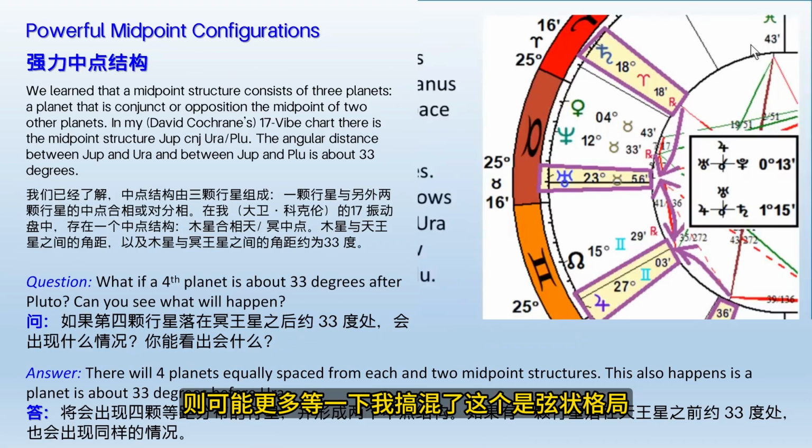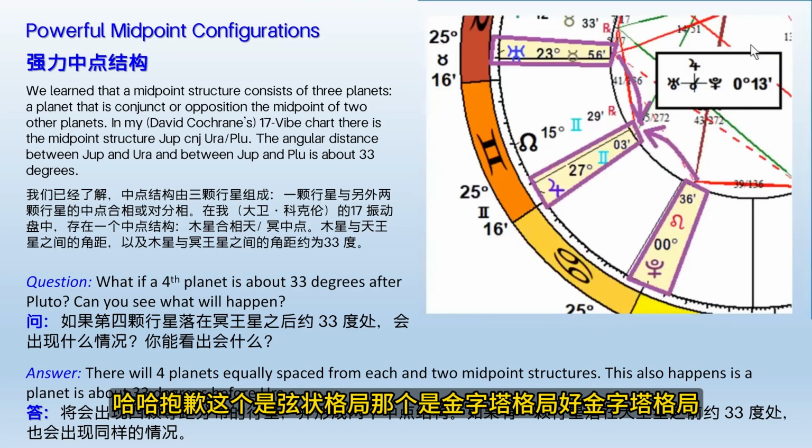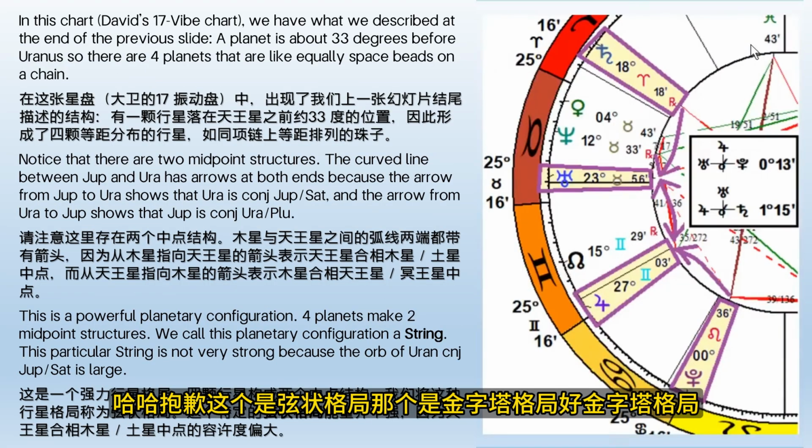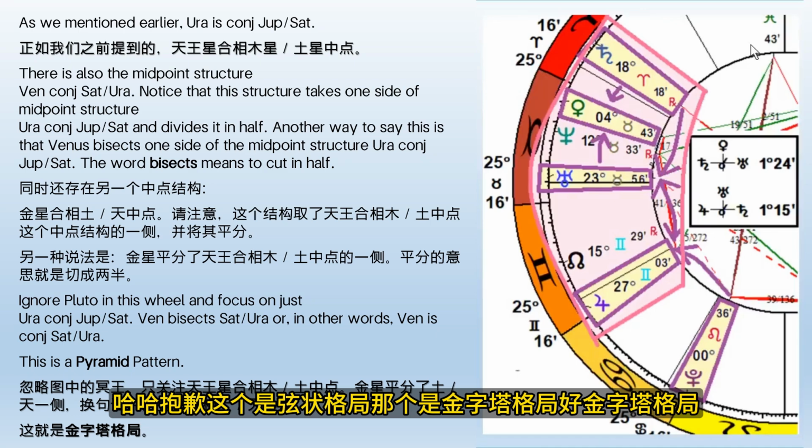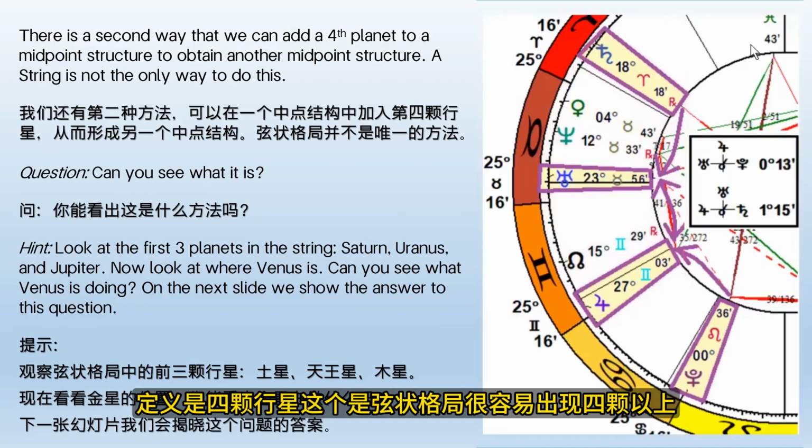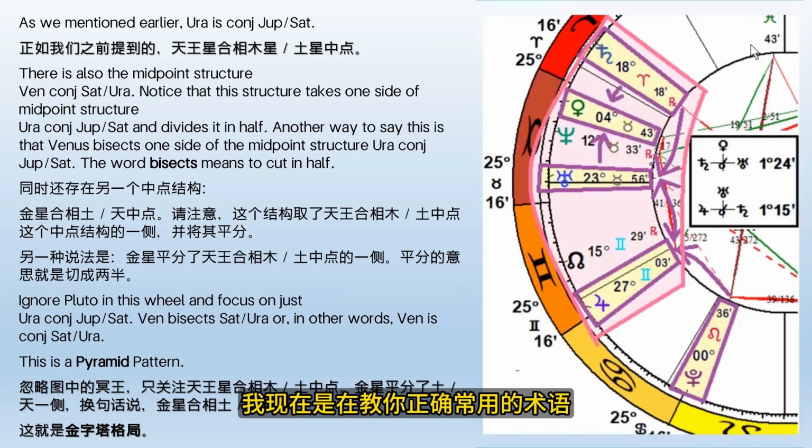Wait a minute. I got mixed up here. That's the string. Sorry about that. That's the string. And there's the pyramid. Okay. So a pyramid, by definition, has 4 planets. There's the string, and it could easily have more than 4 planets.